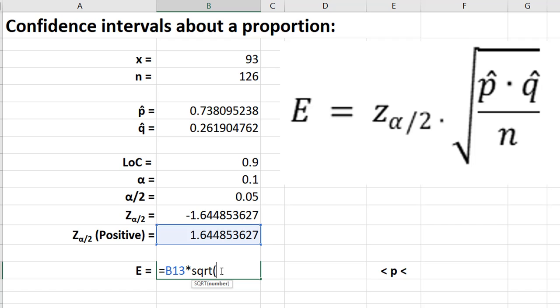So this will equal the square root of p hat from the formula times q hat divided by the number of values that we have. I will close my parenthesis and press enter. And as you can see, it's that number that I had on the spreadsheet, 0.0644.